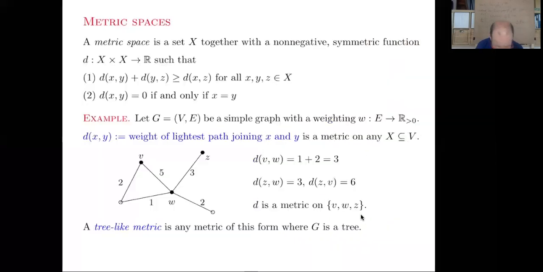And then I call a metric a tree-like metric whenever I can write it like this, where the graph G is a tree, by which I now mean any graph that is connected and does not have any cycles. Okay. Now, when I can represent it as a tree, then this tree is in some sense unique.